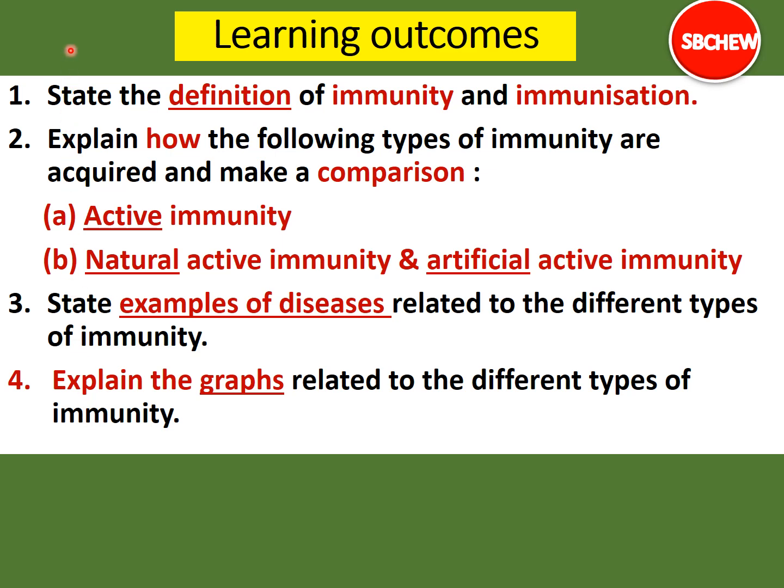For this first video on active immunity, here are the learning outcomes. Firstly, state the definition of immunity and immunization. Secondly, explain how the following types of immunity are acquired and make a comparison: active immunity and natural active immunity compared to artificial active immunity. Thirdly, state examples of diseases related to the different types of immunity. And fourthly, explain the graphs related to the different types of immunity.